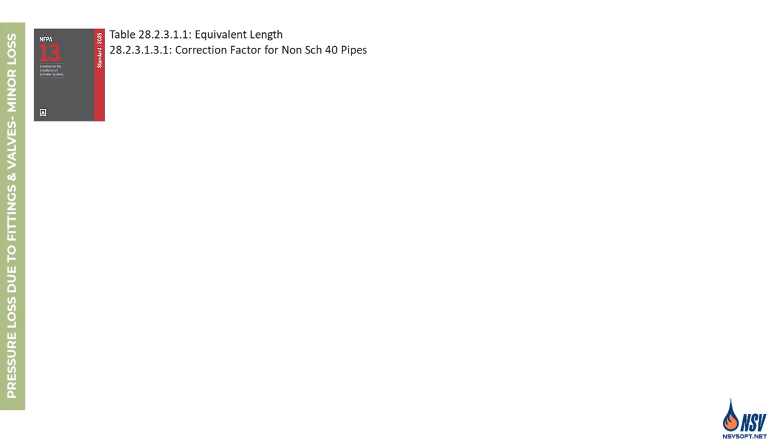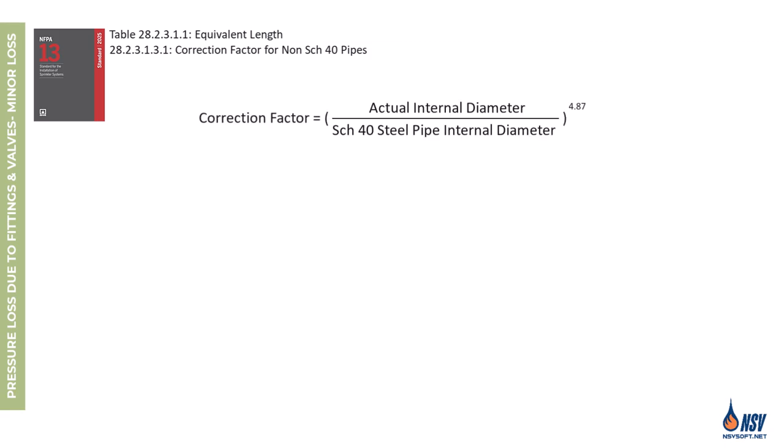Now let's review the correction factor used when the pipe is not Schedule 40. In these cases, NFPA 13 provides a formula to calculate the adjustment. First, we find the internal diameter of the actual pipe. Then we divide it by the internal diameter of Schedule 40 pipe of the same nominal size. Finally, we raise the result to the power of 4.87 to determine the correction factor.